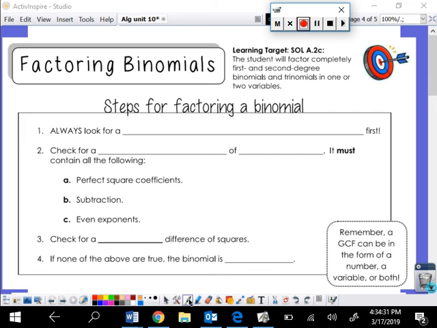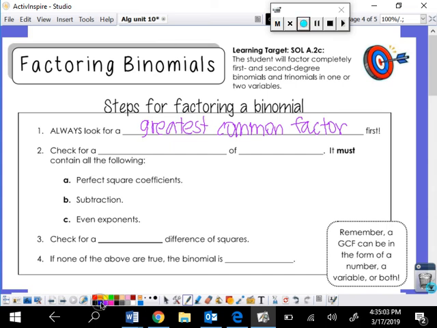Okay, so step 1, just like the other two class periods, we are going to look for a greatest common factor first. So that's your GCF, greatest common factor. Okay? Once you find, if they have a greatest common factor, you'll pull that number out, divide each of your terms by whatever number of variables that you've pulled out.